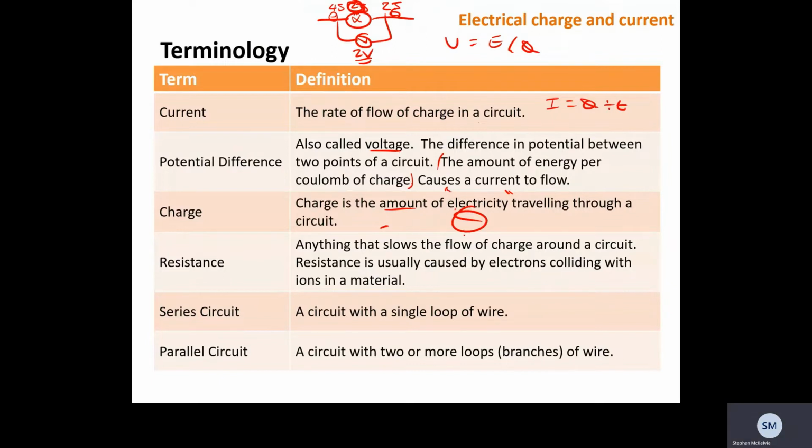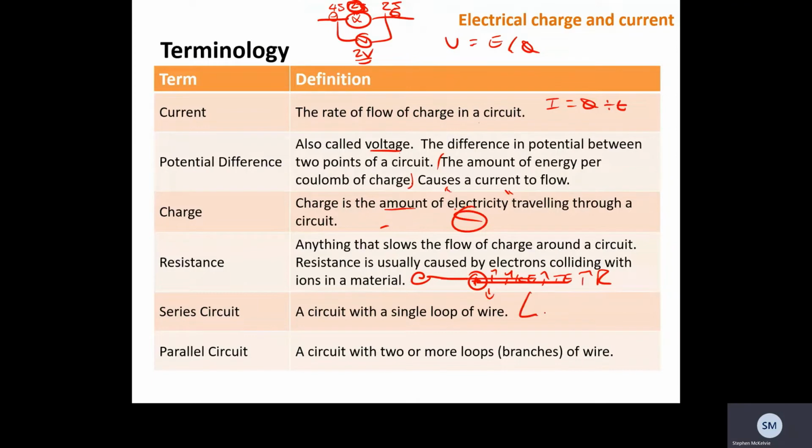Resistance is anything that slows the flow of charge around a circuit. It's usually caused by electrons colliding with ions in a material. The electron collides with the positive nucleus. The positive nucleus vibrates more, causing an increase in kinetic energy. The increase in kinetic energy increases the thermal energy stored. It also increases the amount of resistance.